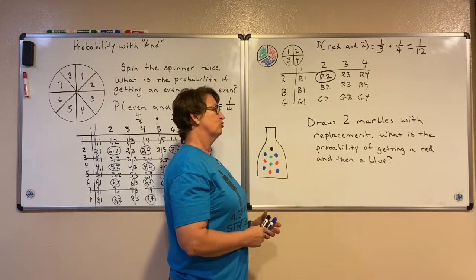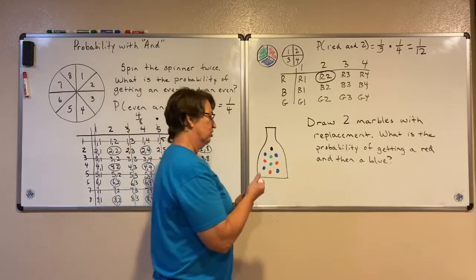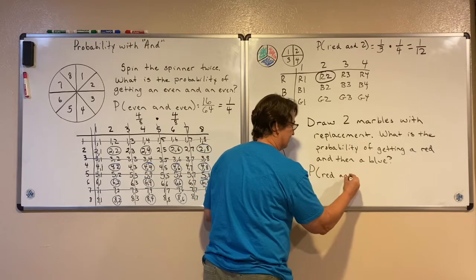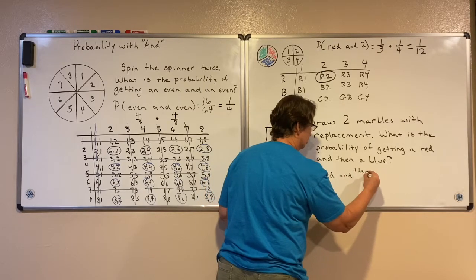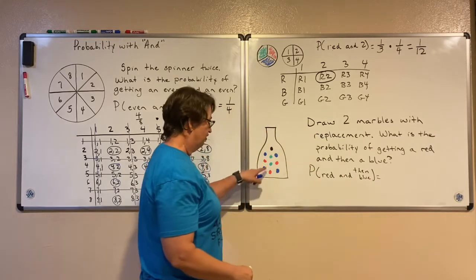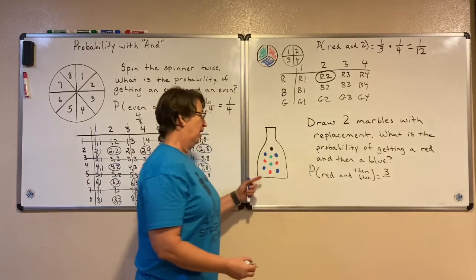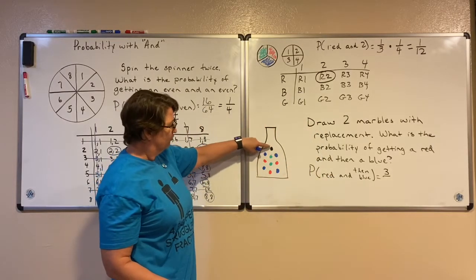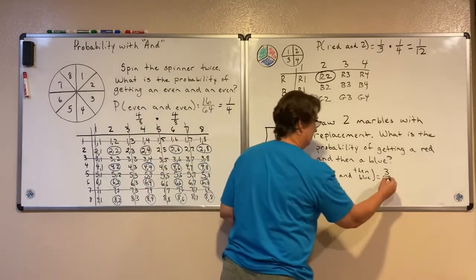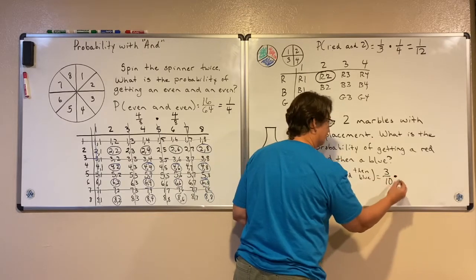Draw 2 marbles with replacement. What's the probability of getting a red and then a blue? So we want the probability of getting a red and then a blue. Well, the probability I get a red, there are 3 reds in my urn here, or my jar, out of a total of 1, 2, 3, 4, 5, 6, 7, 8, 9, 10. That "and," now I know, just means to multiply.